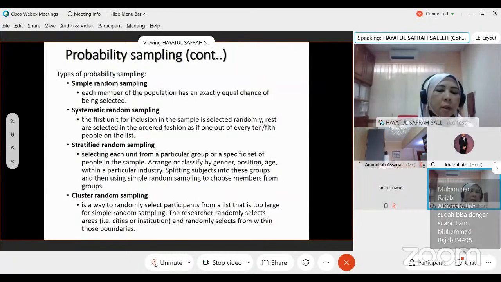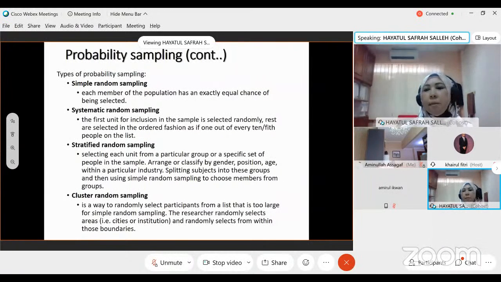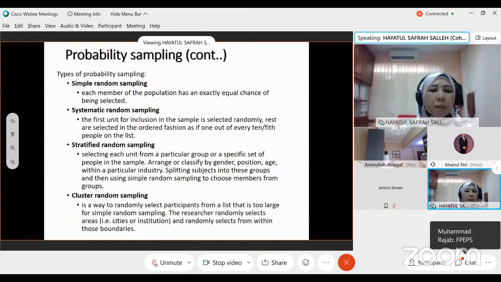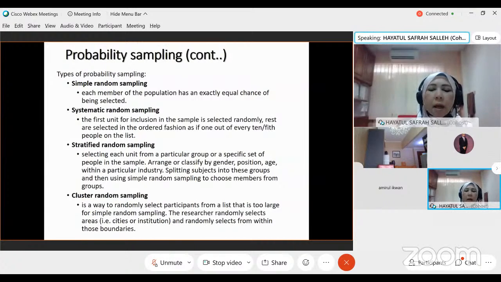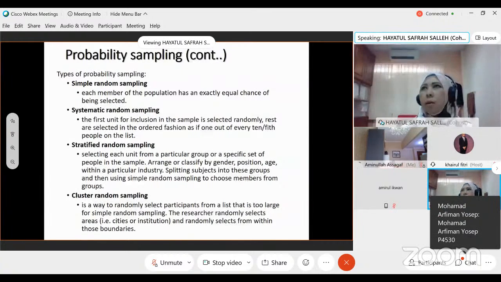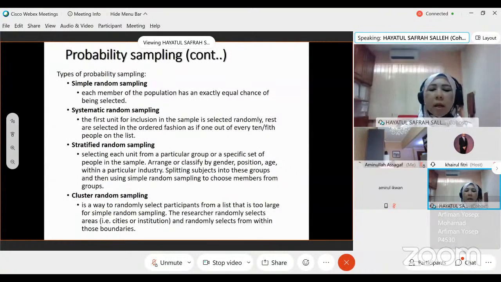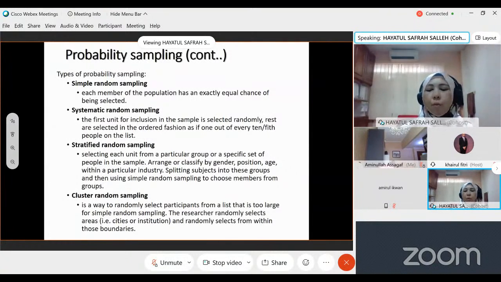So lastly, is cluster random sampling. Cluster random sampling is a way to randomly select participants from a list that is too large for simple random sampling. If you have too many samples, the researcher randomly selects the area, maybe a city, an institution, or urban areas, and randomly selects them within those boundaries.